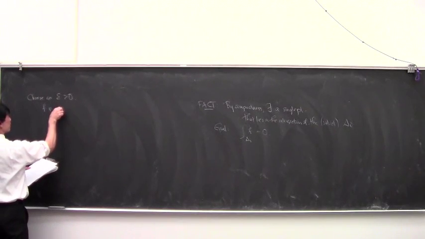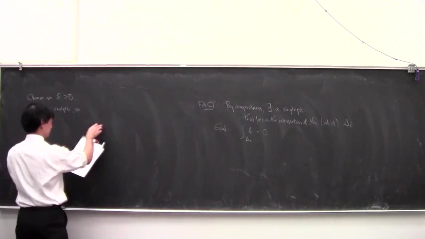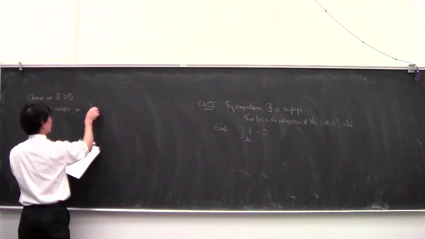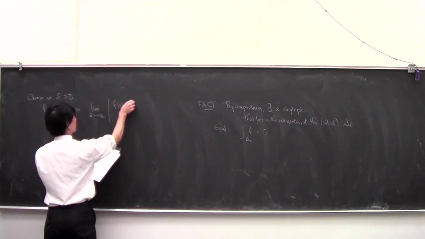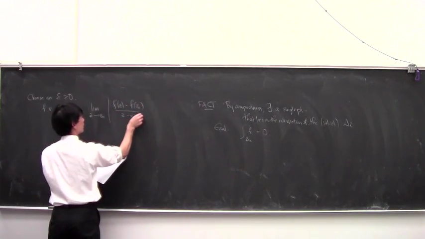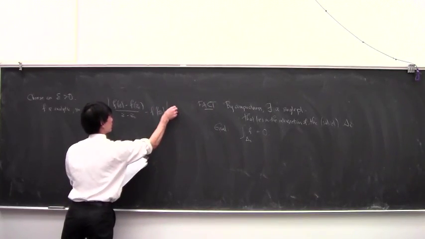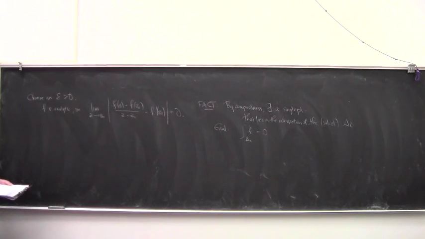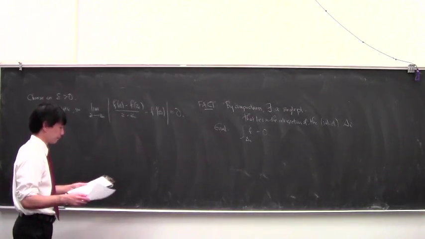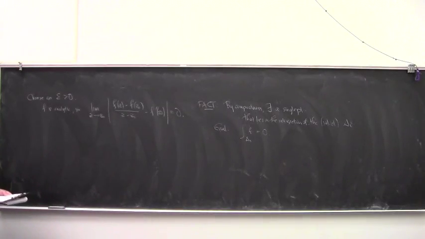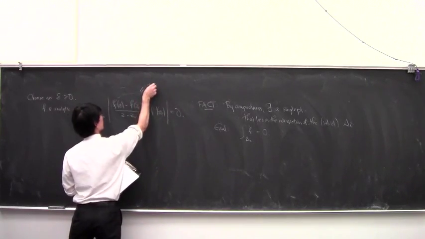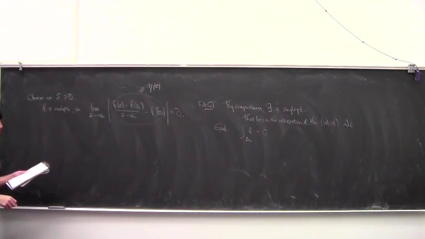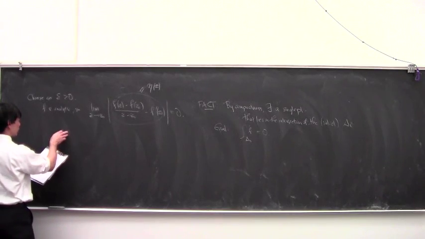f is analytic. So the limit as z goes to z naught of (f of z minus f of z naught) over (z minus z naught), minus f prime of z naught, is zero. It's analytic, in particular, it's analytic at z naught. Okay, let's call this thing eta.